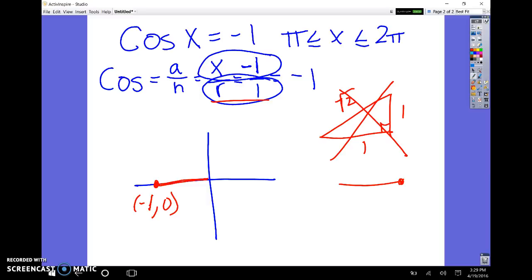Okay, so now that we've established where we are, it says to solve for x up here, right? So basically, what angle measure in terms of radians is going to give us this value here? Well, to get here, how far did we have to go? Oh, well, we had to go pi radians, since we're on that axis that's pi. So our answer is x equals pi.